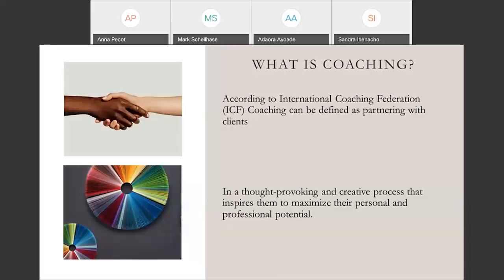And I like what Thomas said. He said it's a co-creation. Yes, that is what it is. So you're working together, not one person leading the other person. Rather, you're working together.